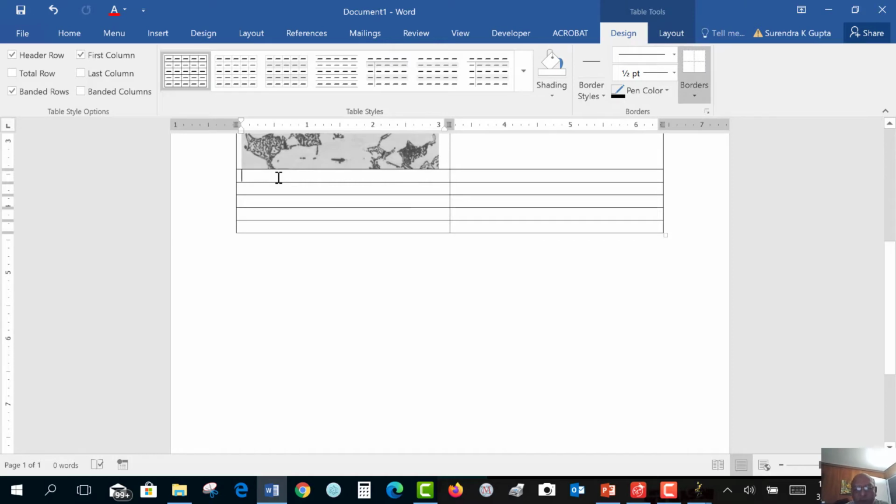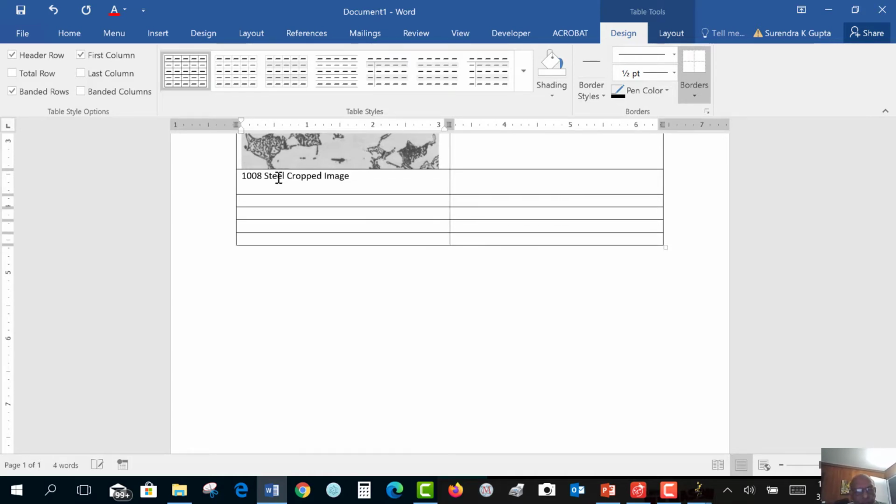So this is my 1008 steel cropped image. And the percent pearlite calculated, therefore, in this would be, and let's do this calculation.